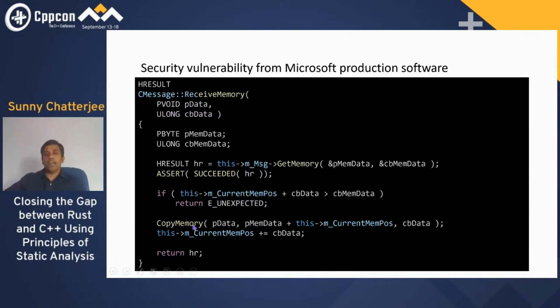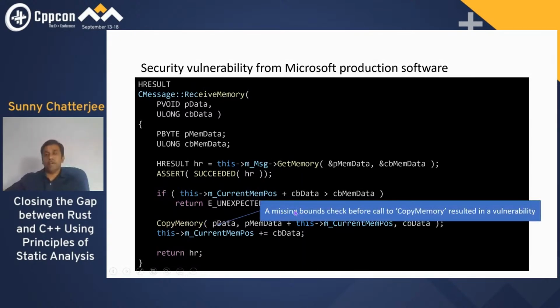The CopyMemory is not checking the bounds of the destination buffer. So what you result in is a missing bounds check here before the call to CopyMemory has resulted in a remote code execution vulnerability. So how did we mitigate that? So it turns out if you're using C++ modern types, if you're using safe types, you can mitigate that even without fixing the actual problem, which is what I'll show you in my next slide.